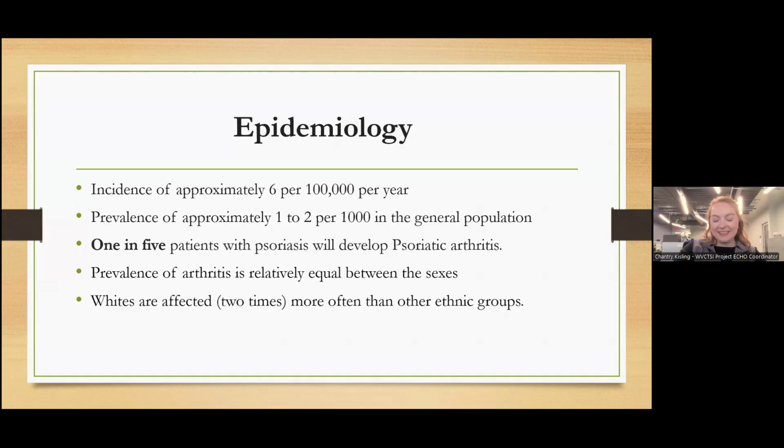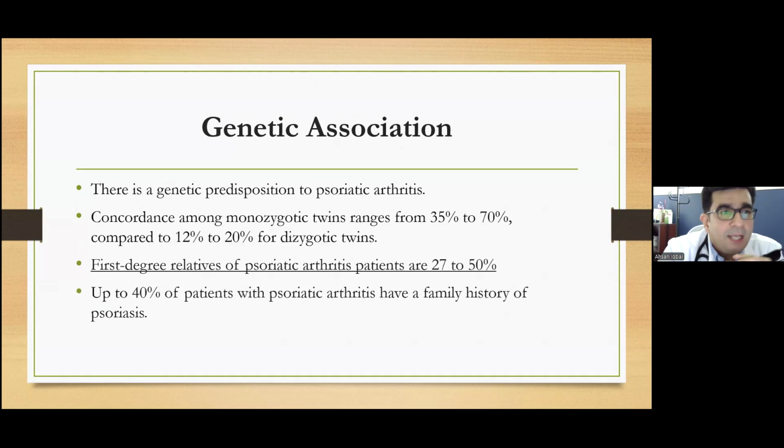So if you feel that there's something more to the presentation of arthritis, maybe it's worth referring to rheumatology for further evaluation. It has a significant genetic association. It has been seen to be affecting 27 to 50% of the people who have a family history of psoriasis. In fact, this is also one of the diagnostic criteria. If someone has a family history of psoriasis, it counts towards the diagnosis.